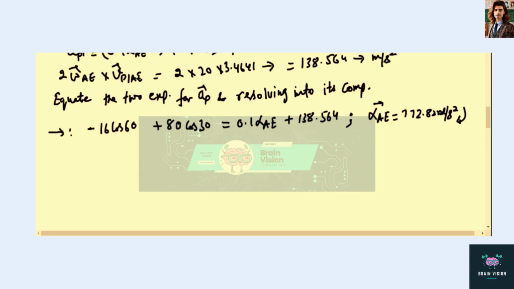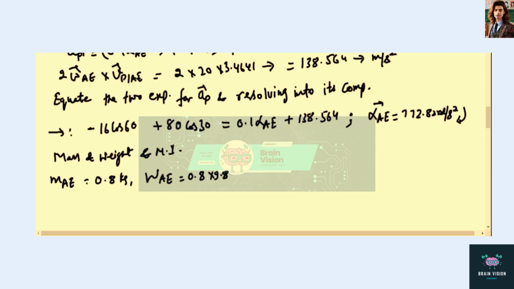Now, mass, weight and moment of inertia. Mass of AE is given 0.8 kg. So weight of AE will be 0.8 into 9.81, that is 7.848 Newton.